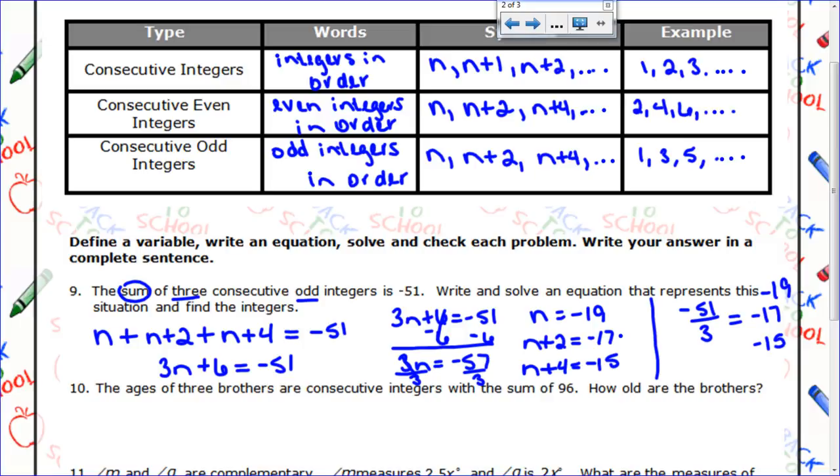I don't care which way you solve. Both of them work. This strategy is faster, but remember that you have to do this part. You will have to write the equation no matter what. That's the goal of what we're trying to do, is to be able to write the equation.